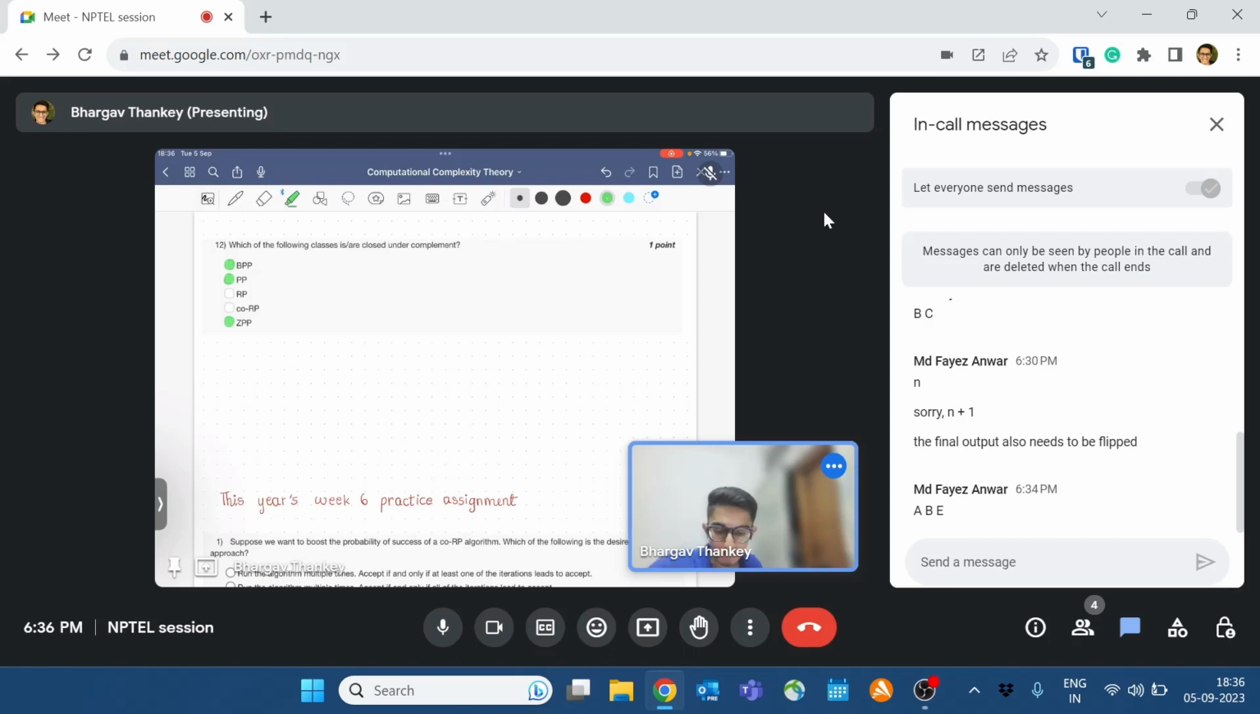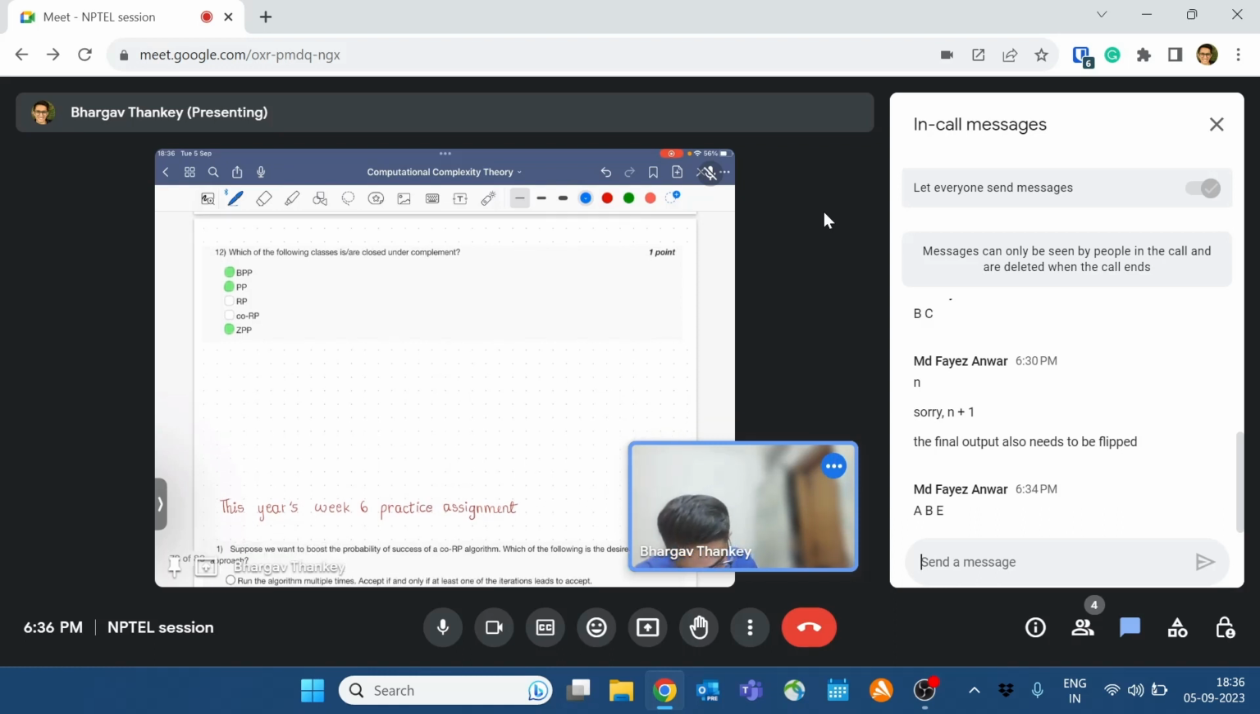So let me just prove that BPP and ZPP are closed under complement, but I won't do the proof for PP. So for BPP, X in L if and only if the probability that M(X) equals L(X) is at least 2/3. Have you seen some statement like this in class?